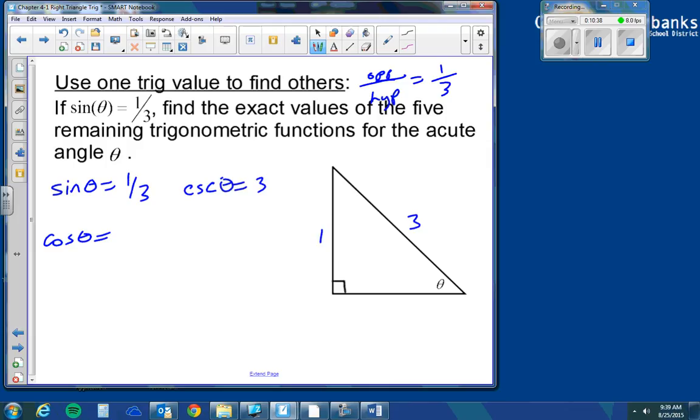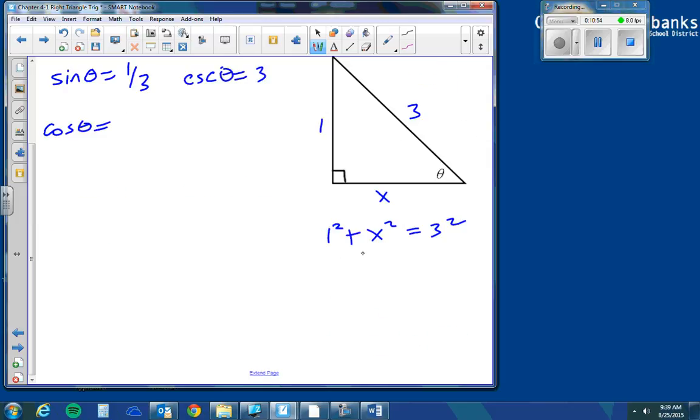Okay? Now, for the rest of these, we need this side, this adjacent side. How do you find it? Pythagorean theorem. If you know two sides in a right triangle, to find the third, you do Pythagorean theorem. So 1 squared plus x squared equals 3 squared. And I put x. If you want to put a different letter, I don't care. Look, 3 squared is 9. That's 1. So subtract, you get 8. You can show that work if you want to, but you don't have to. Okay? And then take square root. So the missing side is square root of 8.